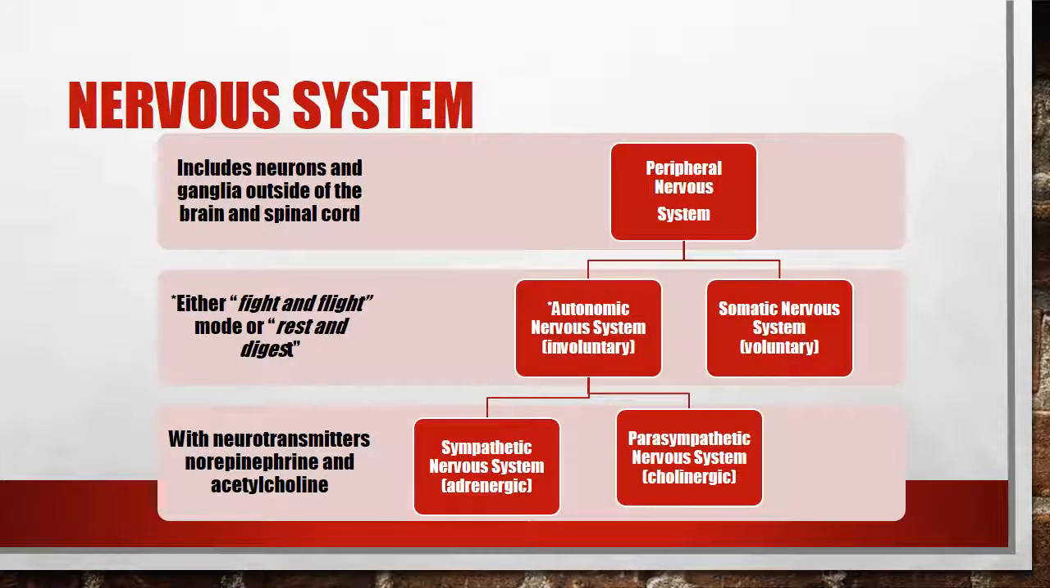We have to do a little bit of a review on the nervous system. Hopefully this is just a review. The peripheral nervous system at the top includes the neurons and ganglia with the brain and the spinal cord. Remember, fight and flight, rest and digest with the autonomic or involuntary nervous system, and the somatic nervous system is the voluntary nervous system. We've already started talking about the sympathetic with the adrenergic and the parasympathetic with the cholinergic.